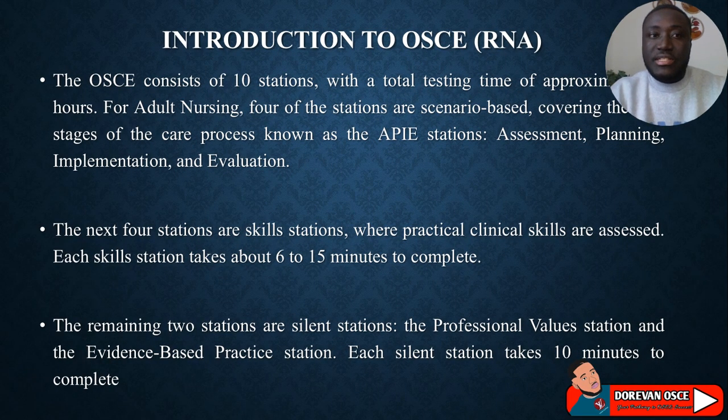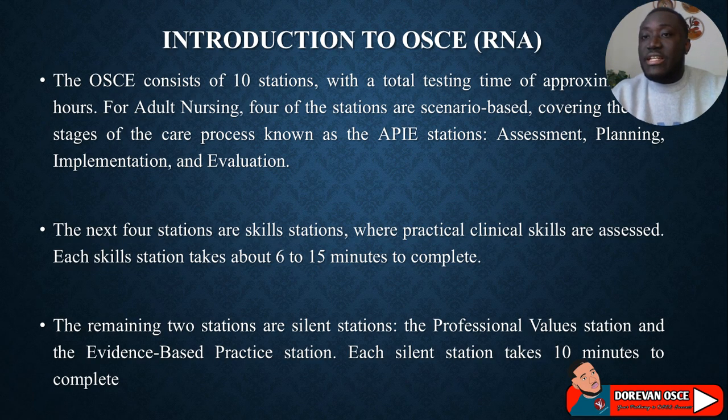All right, so just an introduction to the OSCE. The OSCE consists of 10 stations, and it has a total testing time of approximately 3 hours. For adult nursing, 4 of the stations are scenario based, and they cover the various stages of the nursing care process. The first 4 stations are what we describe as the API stations. The API stands for assessment, planning, implementation, and evaluation.